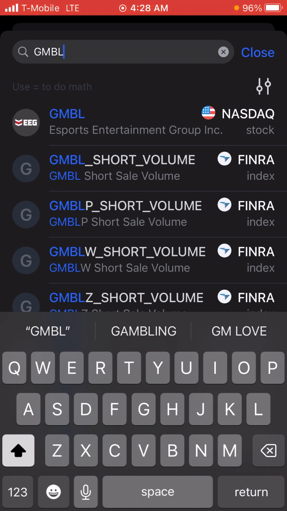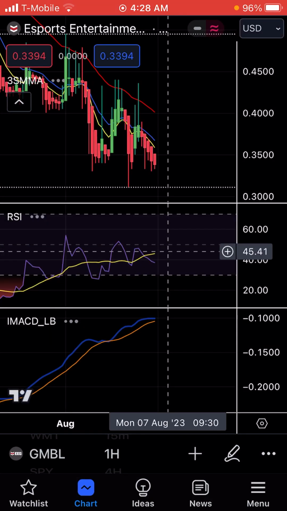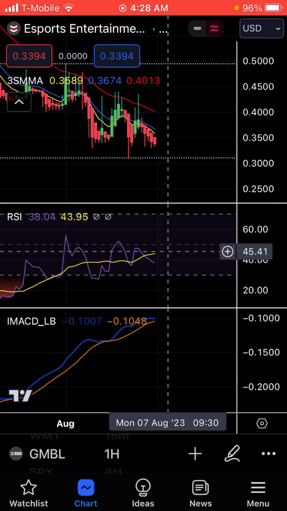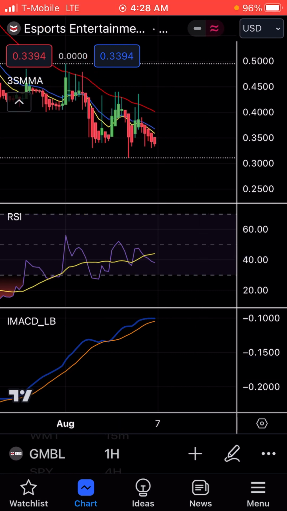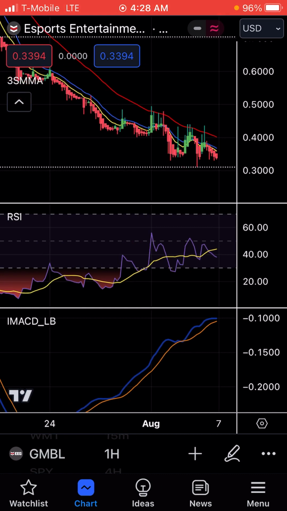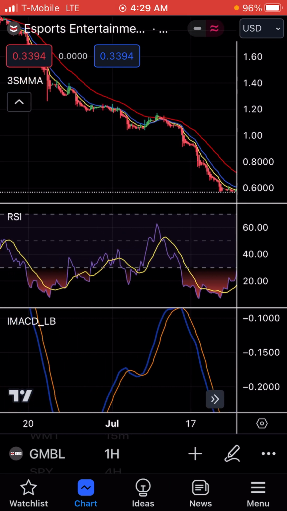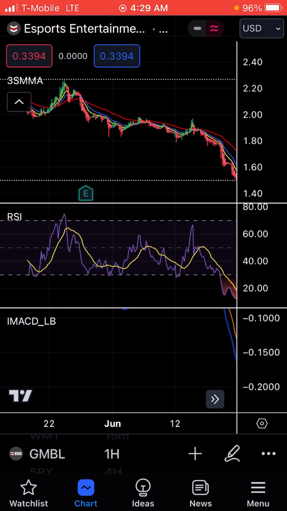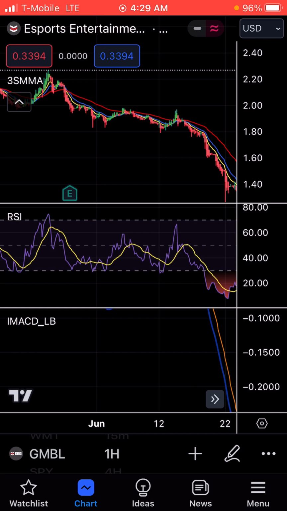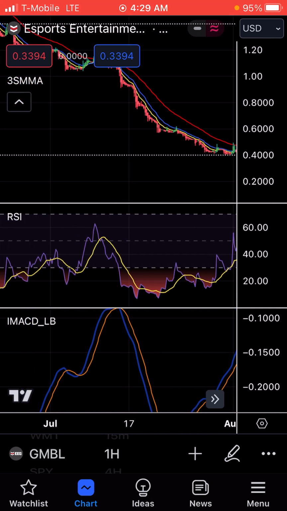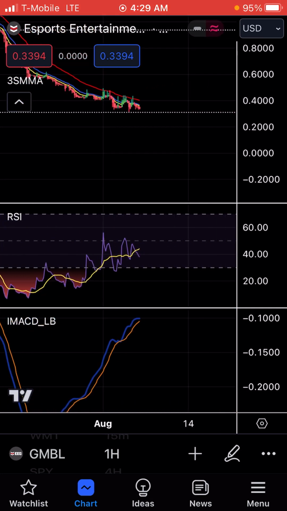Oh, this is a sports one. I'm not too big on sports, but anyway. Let's see. This one's tanking. This one's tanking hard. You see up here, it started its downtrend, and it's continuing to go down. To me, this doesn't look like a good candidate because it might continually go down. It doesn't look like it has any momentum to go back up, but that all depends.